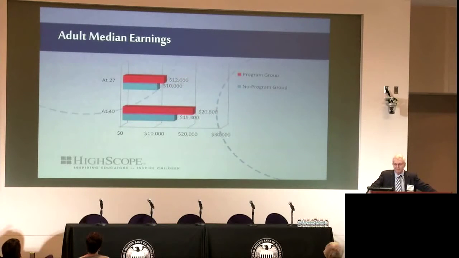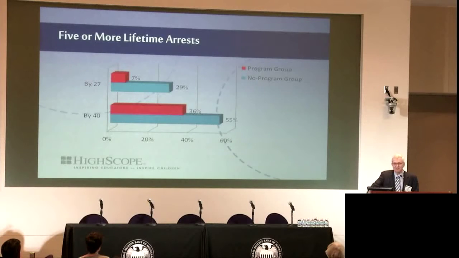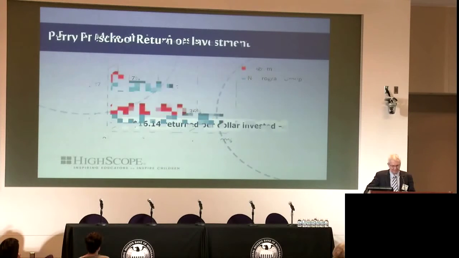Adult median earnings was higher at age 27, higher at age 40. And I think we can infer that it probably was higher between 27 and 40, and in fact, the career earnings were higher. So a very different trajectory there. This is the most important single finding, maybe. Five or more lifetime arrests is one way to present it, 7% versus 29% at age 27, then 36% versus 55% at age 40. We really made a difference in a really hard-to-affect variable there, and that drives a number of other things.